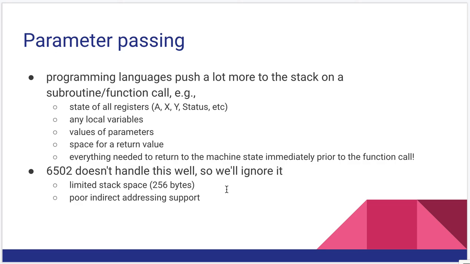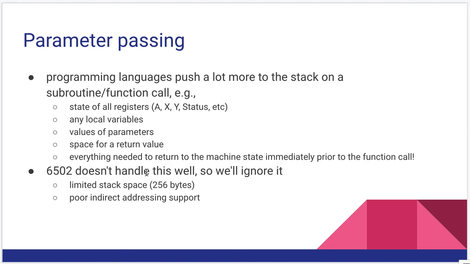Similarly, this is analogous to, at the assembly level, pushing the values of all registers, any local variables we set up, anything like that, which doesn't happen with 6502 automatically. It does with some architectures, but not 6502. Partly just because we don't have a lot of stack space. It's very limited at 256 bytes. Another is 6502 doesn't handle indirect addressing very well, and that's something that's particularly useful when we're doing this.